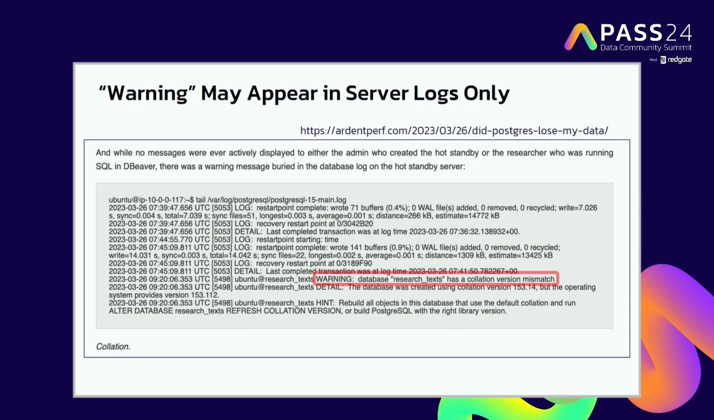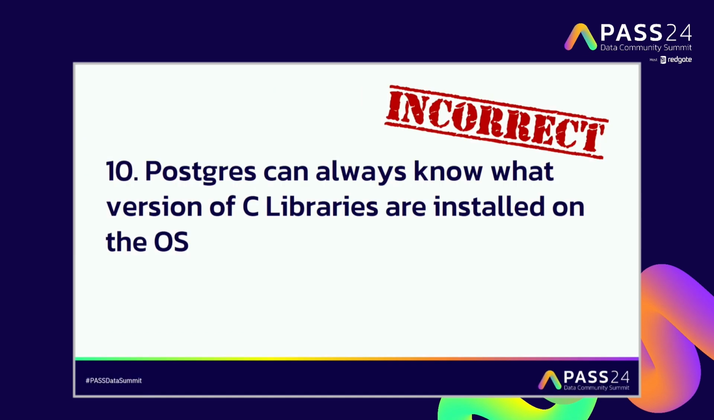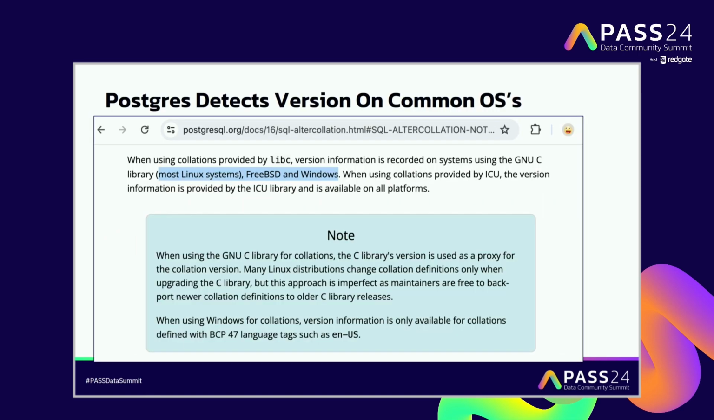But then that gets into an even more underlying question. Would Postgres reliably detect this, right? As long as you're on a common operating system, yes. If you're on most of the Linuxes, FreeBSD and Windows, yes, but not everywhere. Because again, this is an external library, and Postgres needs a way to figure out what the version of the external library is. And in the case of something like glibc, glibc doesn't provide a function you can use to introspect the version.